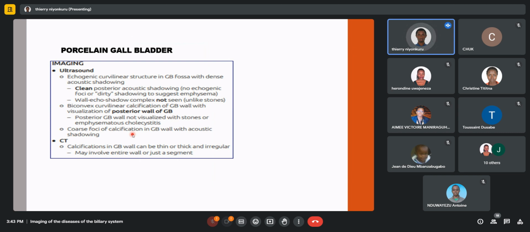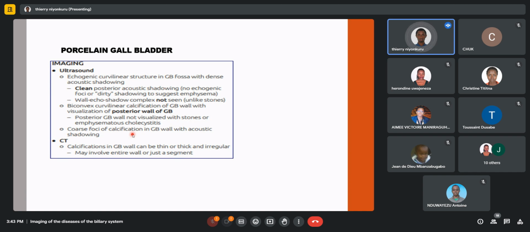With this acoustic shadowing, they show clean posterior acoustic shadow, no dirty shadow to suggest emphysema, and may show a wall-echo-shadow complex, which is seen in the stone. They may be seen as convex calcification involving the gallbladder wall with visualization of the posterior wall of the gallbladder. They may also show foci of calcification in the gallbladder wall with acoustic shadowing.